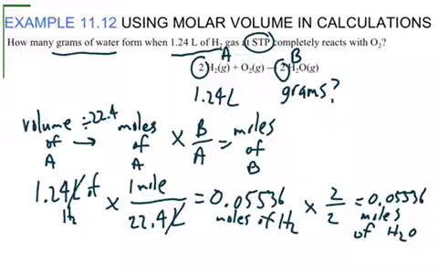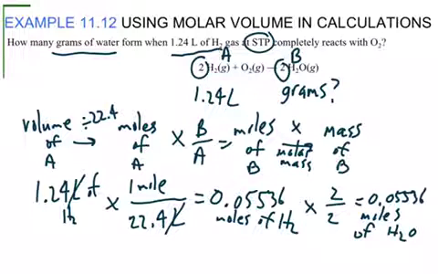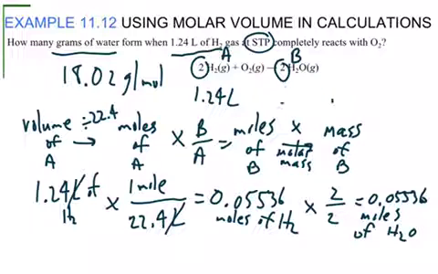Now, if you recall, to go from moles to mass, we multiply by the molar mass of B to get the mass of B. From the previous problem, the molar mass of water was 18.02 grams per mole. So if we multiply 0.05536, let me see if I can squeeze this in here. Give me one moment as I try to fit this in. Let me go ahead and do it right over here in this little corner.